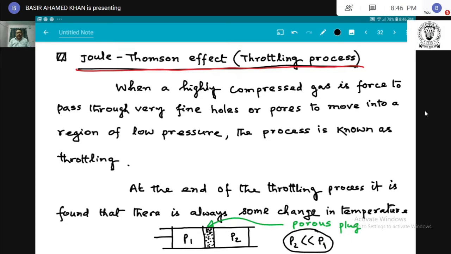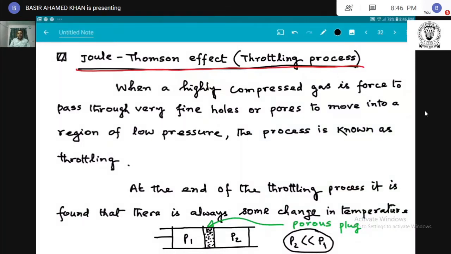Now I repeat again. What is the Joule-Thomson effect? When a highly compressed gas is forced to pass through very fine holes or pores to move into a region of low pressure, here P2 is the region of low pressure, then the process is known as throttling.